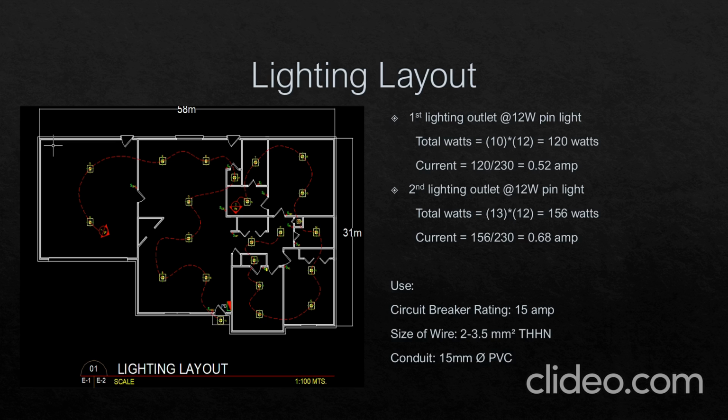In the circuit breaker rating, I used only 15 amps since the currents are small, and also it helps to save the client's budget a little bit. The size of wire is 2 to 3.5 mm squared THHN. Conduit is 15 mm diameter PVC.